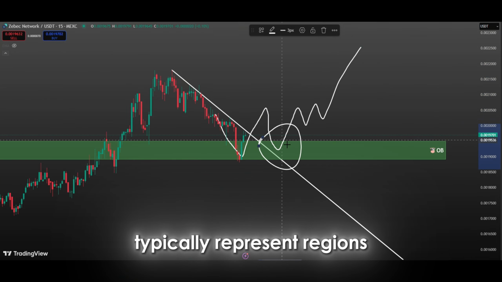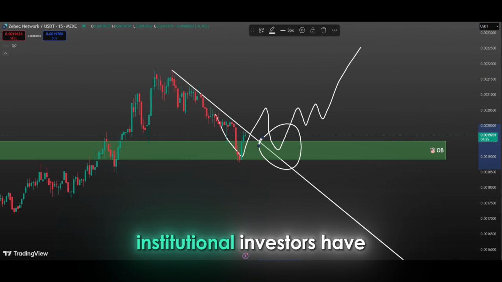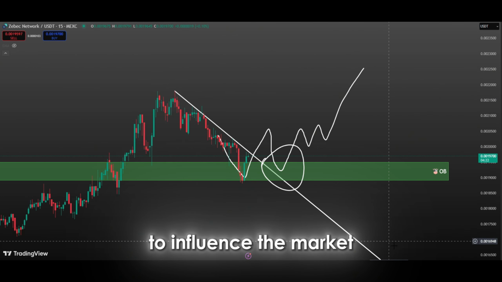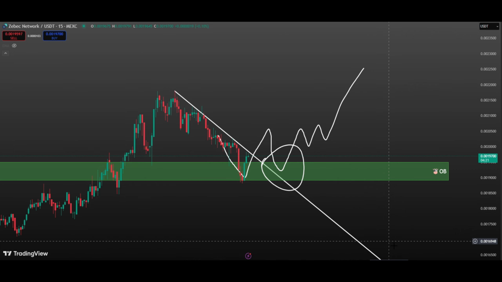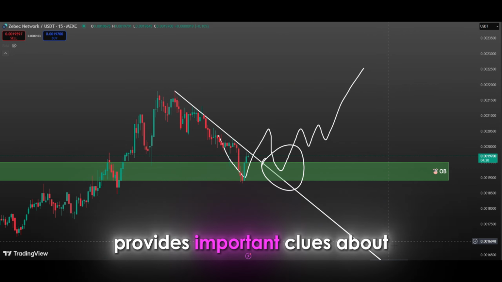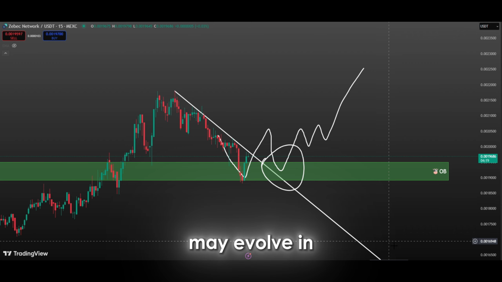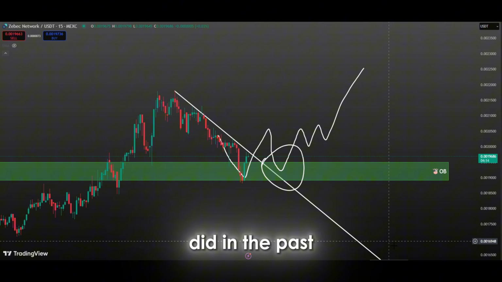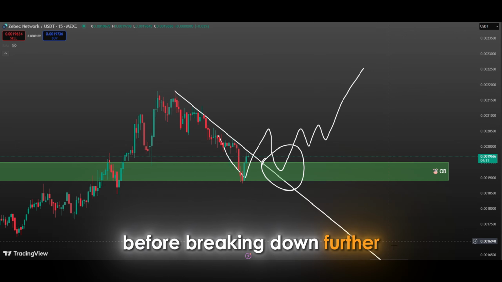Bullish order blocks typically represent regions where large institutional investors have taken positions and where buyers with the power to influence the market have executed trades. Price behavior at these levels provides important clues about how the market may evolve in the future. Especially as the price approaches this order block, it may once again encounter buying pressure, just as it did in the past, potentially reversing its direction upward before breaking down further.